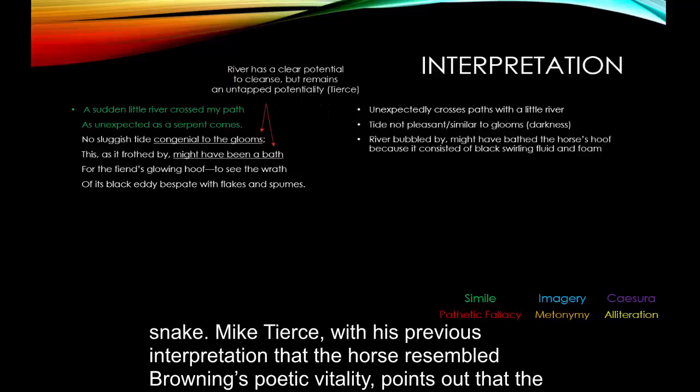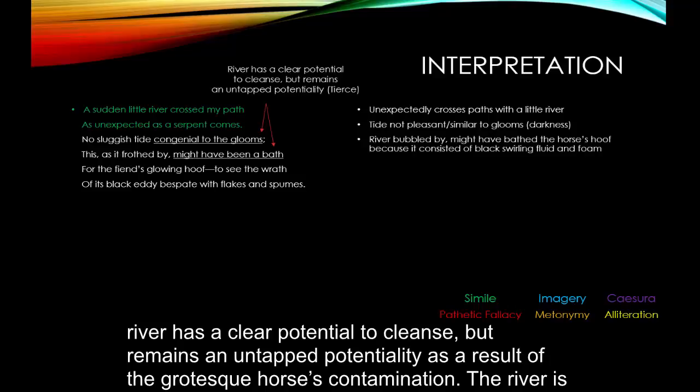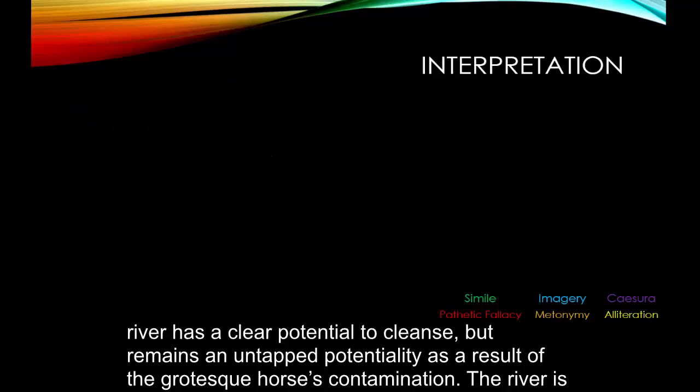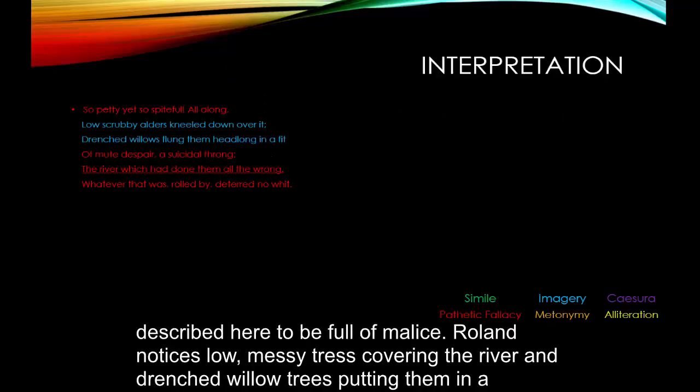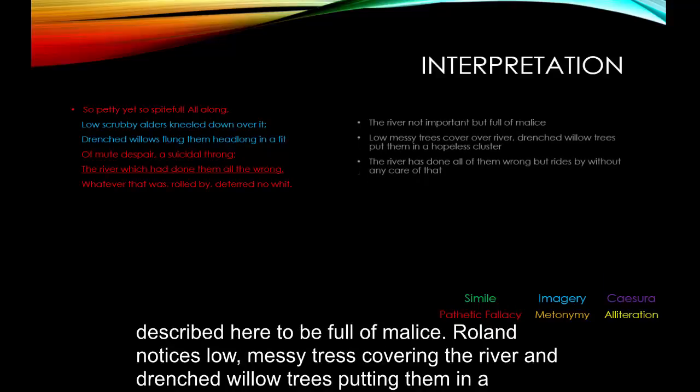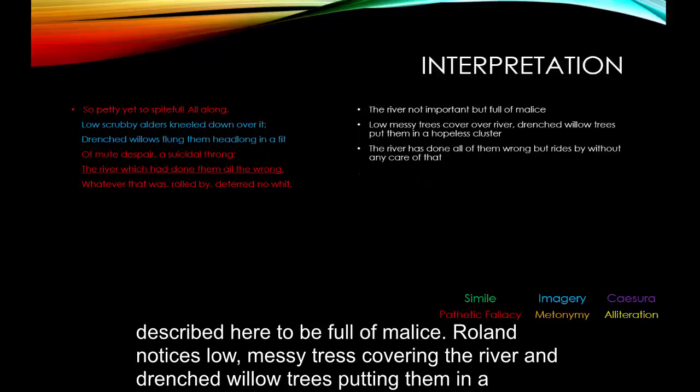Mike Tierce, with his previous interpretation that the horse resembled Browning's poetic vitality, points out that the river has a clear potential to cleanse, but remains an untapped potentiality as a result of the grotesque horse's contamination. The river is described here to be full of malice. Roland notices low, messy trees covering the river and drenched willow trees putting them in a hopeless cluster.